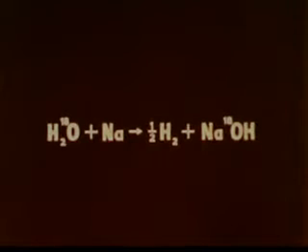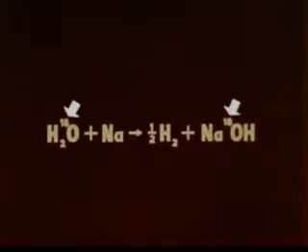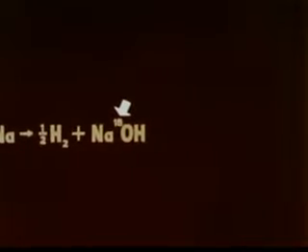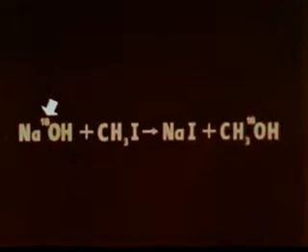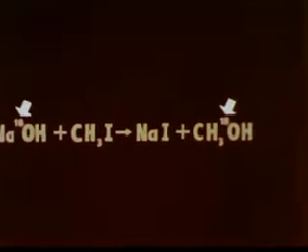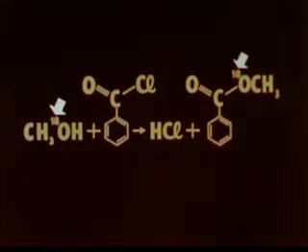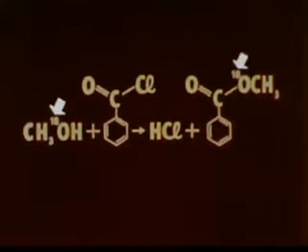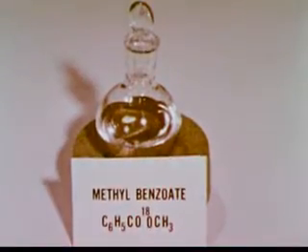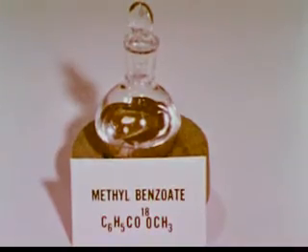In the first step of our reaction, the labeled water reacts with sodium. This forms hydrogen and labeled sodium hydroxide. The labeled sodium hydroxide is then added to methyl iodide. This forms sodium iodide and labeled methanol. Finally, the labeled methanol reacts with benzoyl chloride to form hydrochloric acid and labeled methyl benzoate. This synthesis gives us a sample of methyl benzoate labeled in the bridge position.